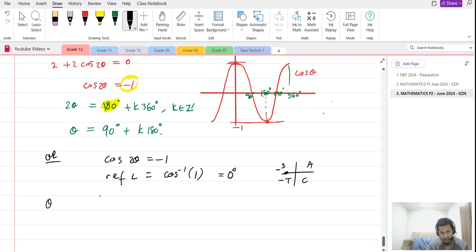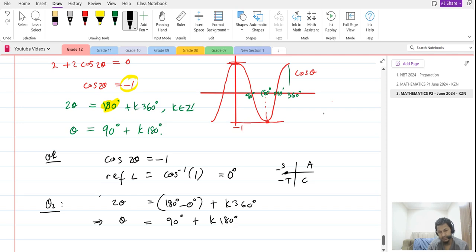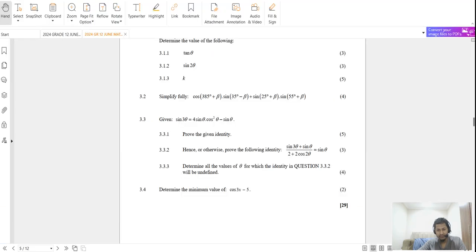So if I do the quadrant 2 solution, I'm going to get 2 theta equals 180 minus 0 degrees plus K360. This implies theta equals 90 plus K180. So you get the same answer where K is an element of integers. I hope you guys understand this. I did it in two ways, the graphical method and solving like this. I think you'll be more comfortable using the second method, the reference angle method.